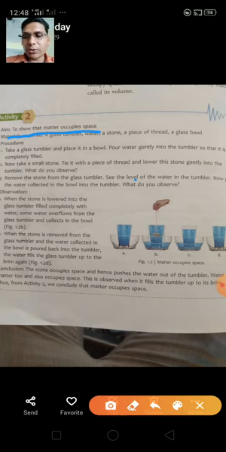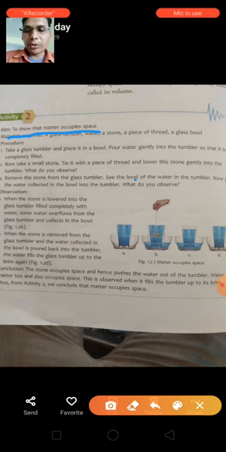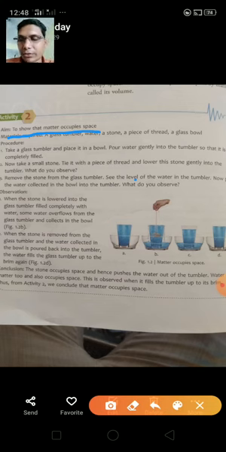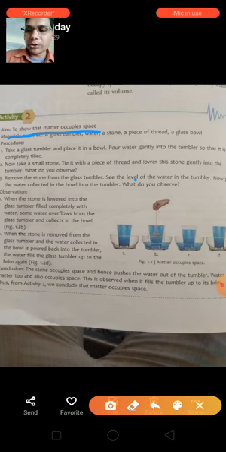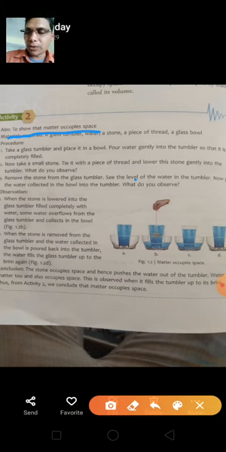Now remove the stone from the glass tumbler. See the level of the water in the tumbler. Now pour the water collected in the bowl into the tumbler. What do you observe? Observation: when the stone is lowered into the glass tumbler filled completely with water, some water overflows from the tumbler and collects in the bowl. When the stone is removed and the water collected in the bowl is poured back into the tumbler, the water fills the glass tumbler up to the brim again.